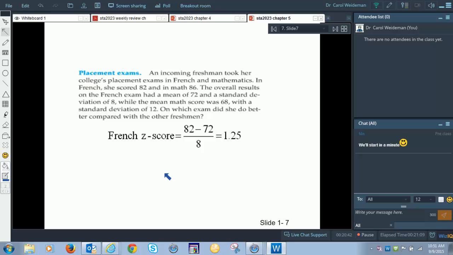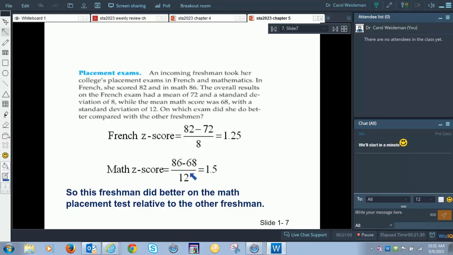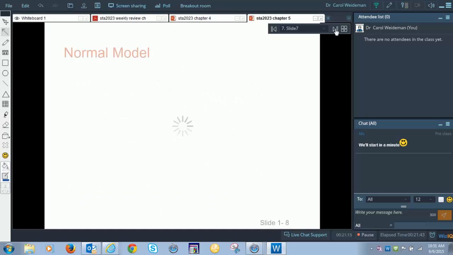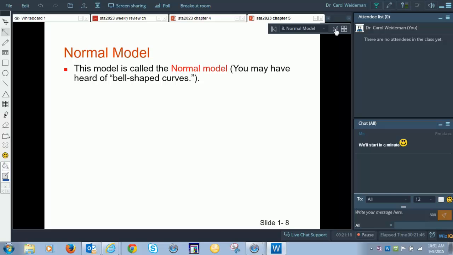So the French z-score, she got an 82. The mean overall was 72, and the standard deviation was 8. So she scored 1.25 standard deviations above the mean for all students who took that test. And on the math, she had an 86. The mean score was 68 with a standard deviation of 12. So I put that into my formula, and on the math test, she was 1.5 standard deviations above the mean. So she scored better relatively on the math test than she did on the French test compared to all the other freshmen. And this is what we scale away. We take away the units here, and we put them all in standard deviation units or z-scores.